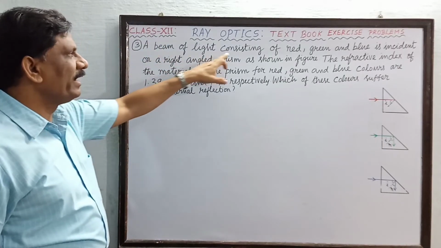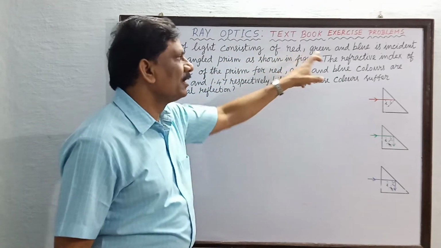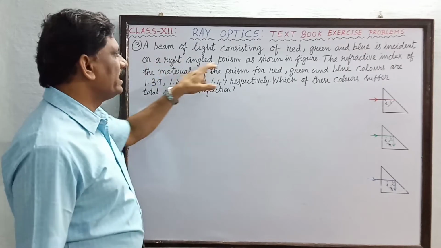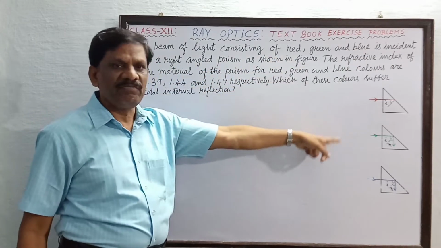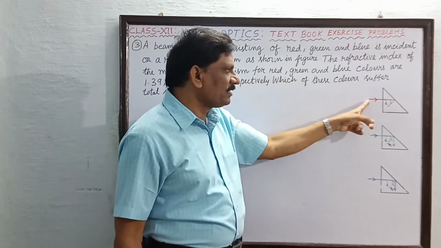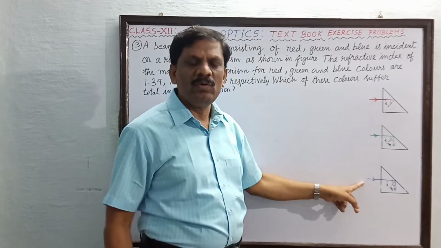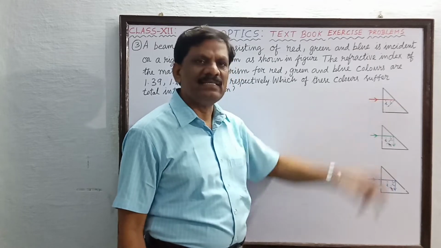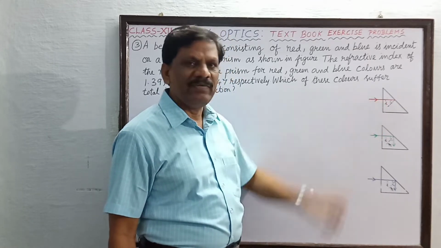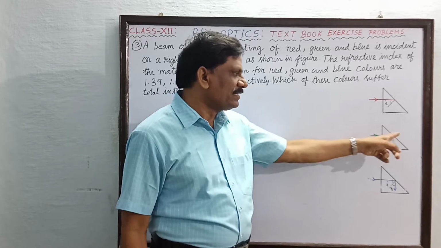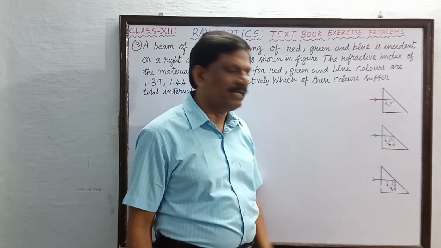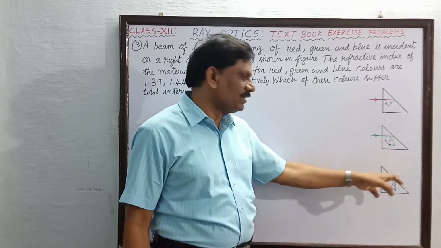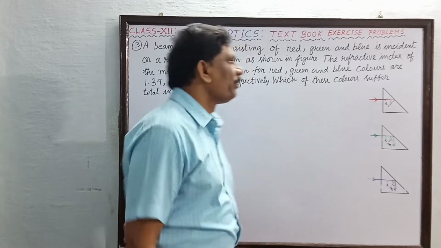A beam of light consisting of red, green and blue is incident on a right-angled prism as shown in the figure. So these three colors, red, green and blue, are separately incident, not together. First, red is incident at an angle of 45 degree. Next, green light is incident on a right-angled prism at 45 degree. Similarly, the third one, a blue light, is incident on the right-angled prism at 45 degrees separately.